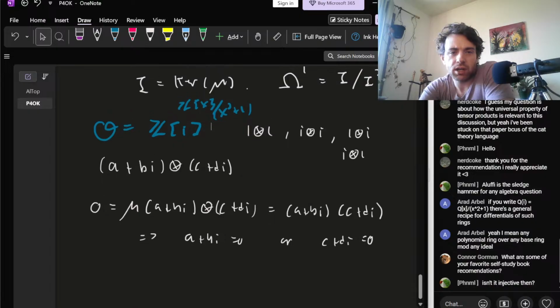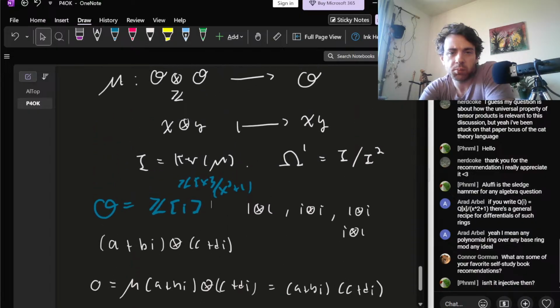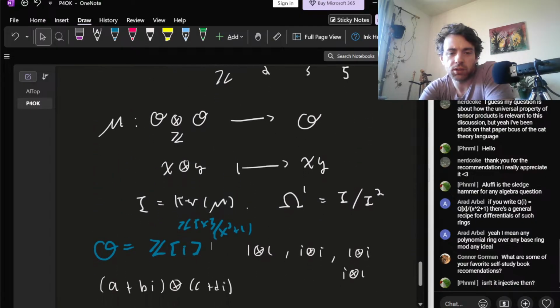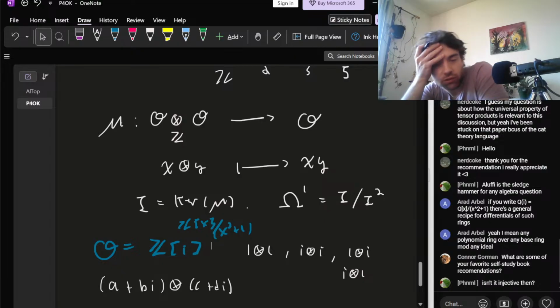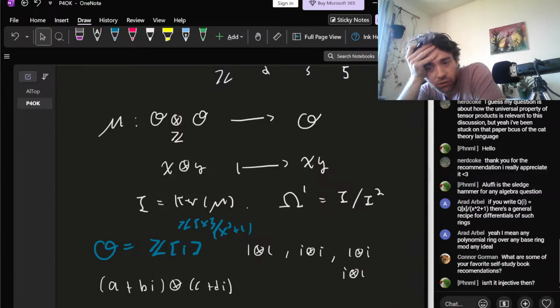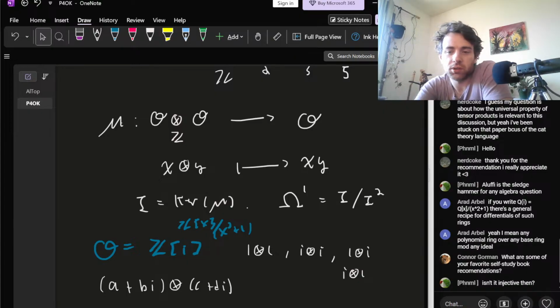Oh yeah, I guess that would mean this map is injective. Wait, does that mean our kernel is trivial? Does that mean our relative differentials is trivial? That can't be right. Can it? No, I must be tripping.